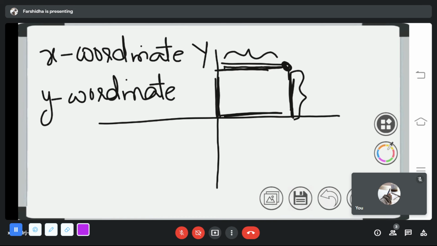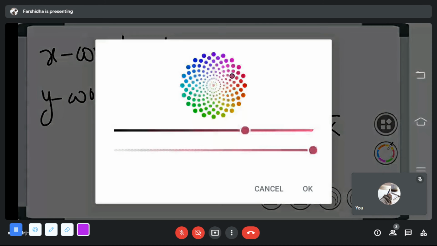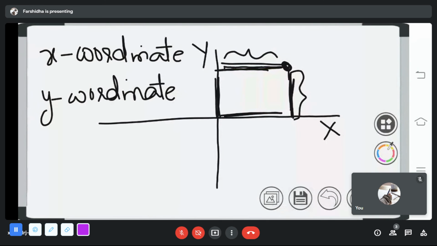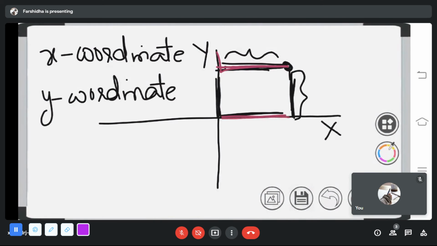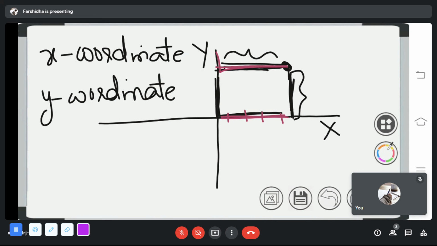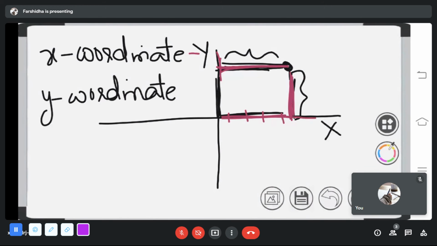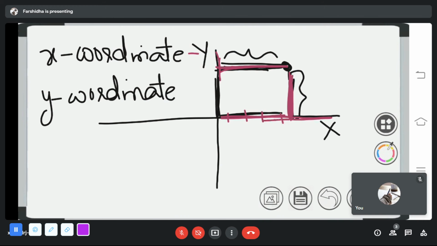So this is your y axis, this is your x axis. Therefore, x coordinate is the perpendicular line. See, this is a perpendicular distance from the y axis measured along the x axis. We are measuring along the x axis and it is the perpendicular distance from the y axis. That is what you call the x coordinate. Same way, y coordinate. What is the y coordinate? You can describe this line as the perpendicular distance from the x axis measured along the y axis.